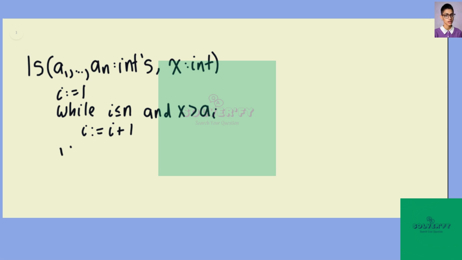And so then we say, well, if x is less than or equal to ai, then we'll set the location equal to I. All right, and if not, then we want to set the location equal to n plus 1.